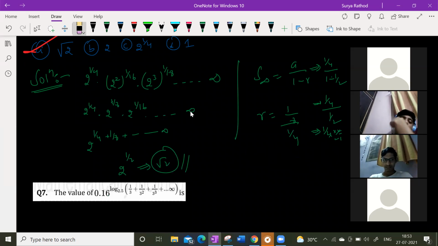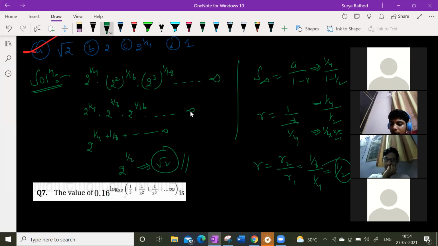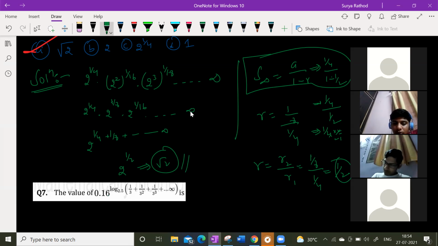Tell me now, is it clear now? It is in geometric progression. R2 by R1 you have to do. If I do R2 by R1, what am I going to get? 1 by 8 by 1 by 4, so half remains. The r value is half, so I'm substituting here. S infinity is what? Half. Numerator is half, so 2 to the power half is √2. Clear? Yes or no? Make it fast. Any doubts? No, sir.